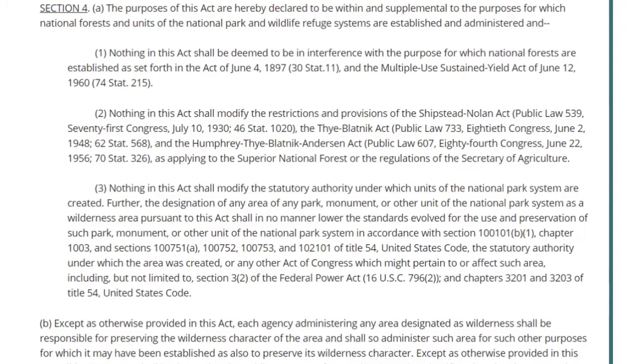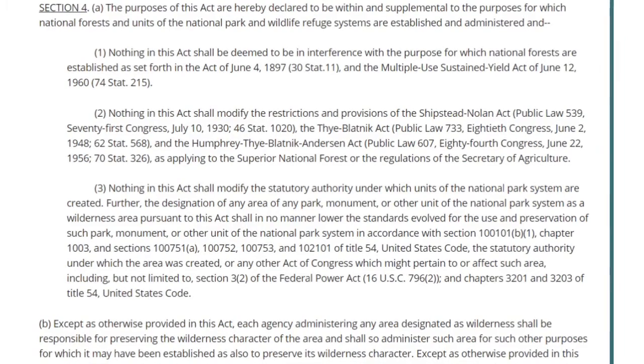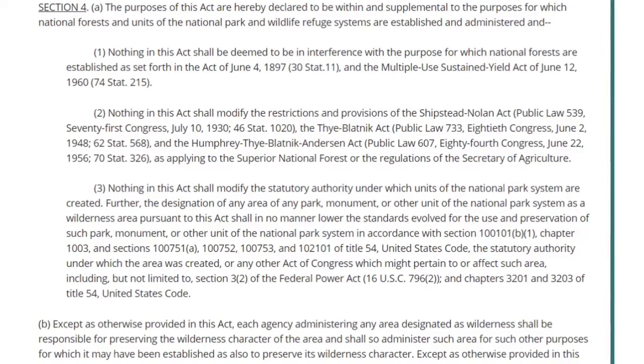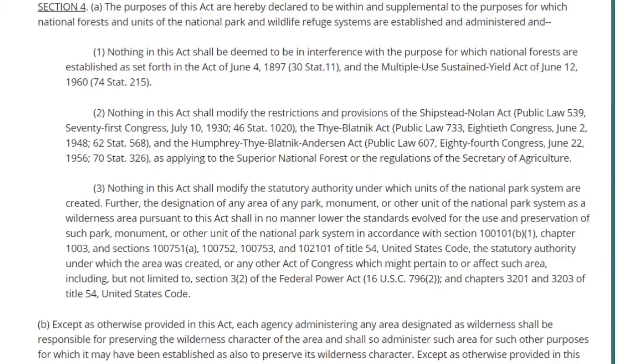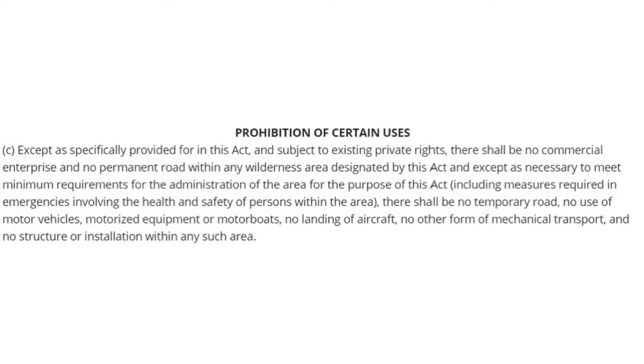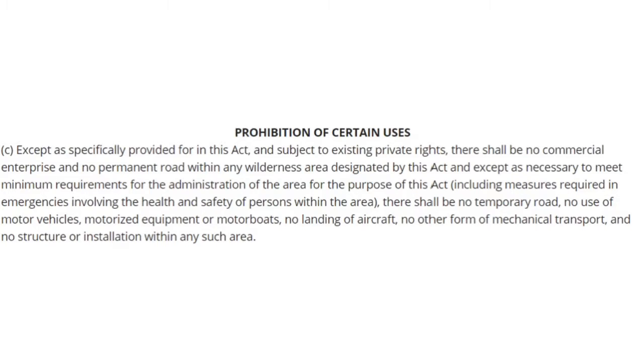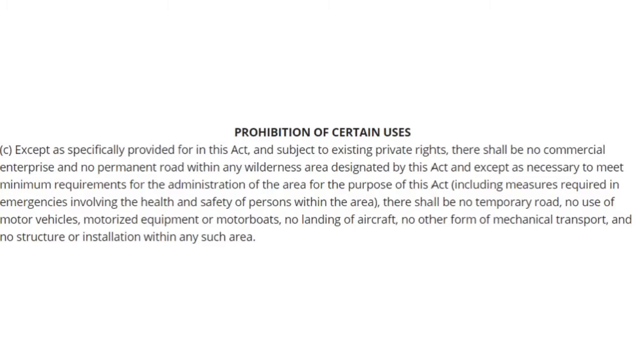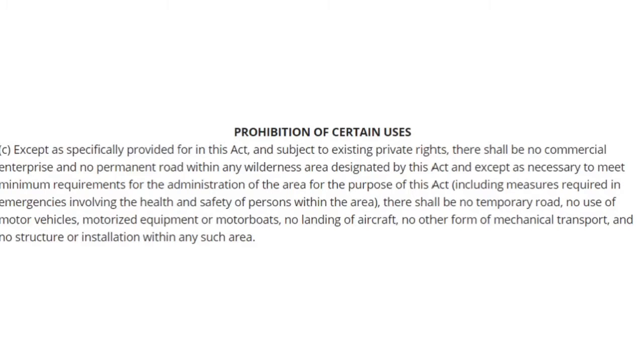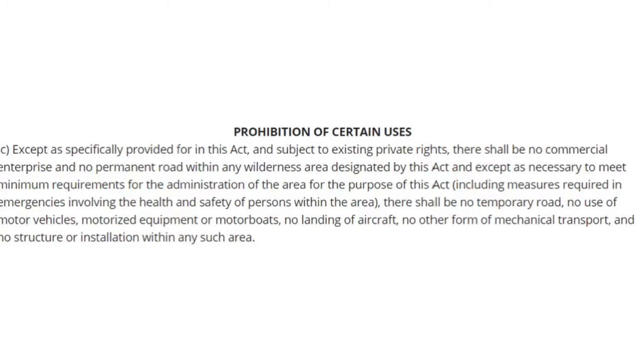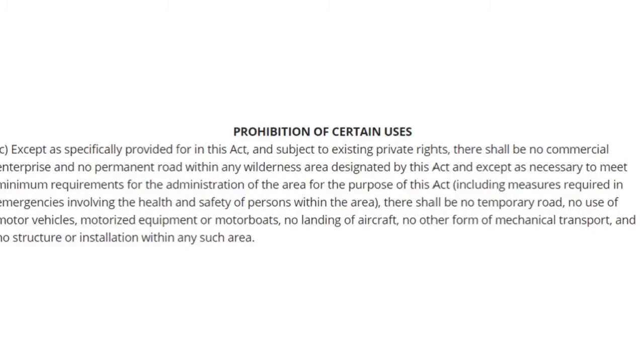Uses are limited only to those that are listed here in Section 4A, followed up by a section that describes the prohibition on other uses. The prohibition here, Section 4C, says that except as specifically provided for in this Act and subject to existing private rights, there shall be no commercial enterprise and no permanent road within a wilderness area. That's a pretty strict level of conservation. It says no motorized equipment or motorboats, no landing of aircraft, no other forms of mechanical transport, and no structures.